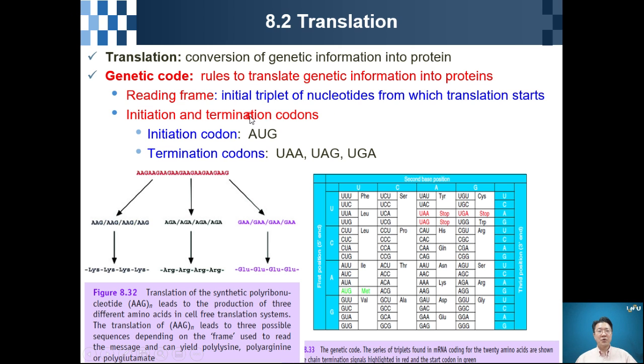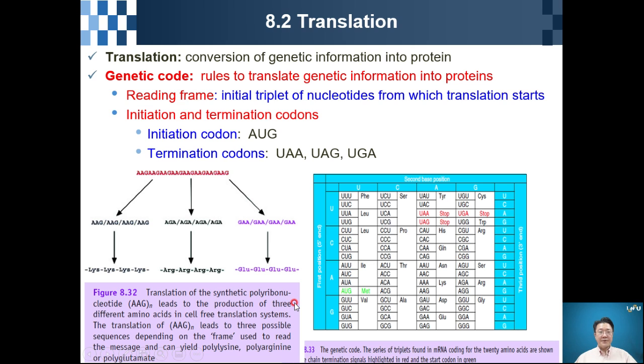And also we have to know the reading frame. Reading frame means the initial triplet of the nucleotides from which translation starts. Okay, let me show some examples of the reading frame. Figure 8.32 shows the translation of synthetic polyribonucleotides: AAG, AAG, AAG, AAG, AAG. This leads to the production of 3 different amino acids in a cell-free translation system.